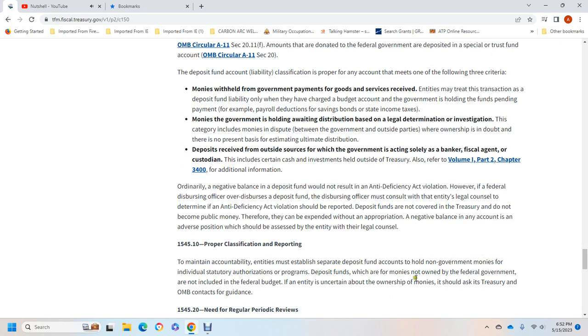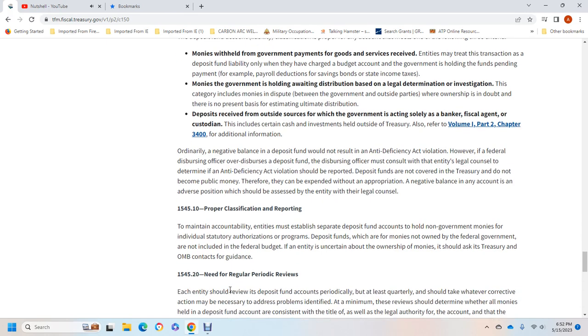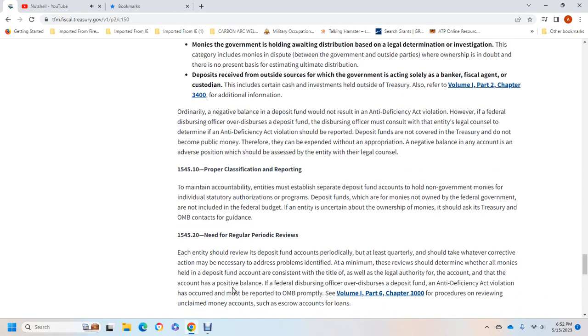establishing and securing the deposit account with non-governmental money within the individual statutory authorization program. Deposit funds are monies not owned by the federal government and are not included in the federal budget. Even if the ownership of the money is uncertain, one should ask the Treasury and Office of Management and Budget contacts for guidance.